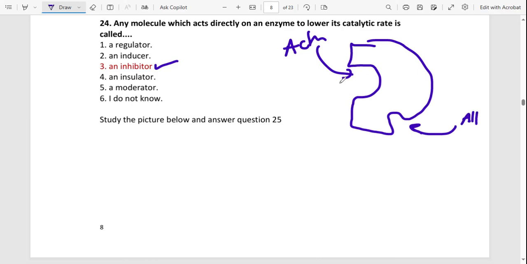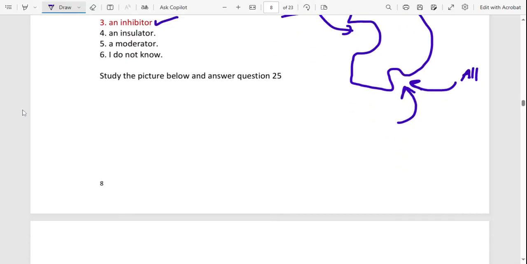An inhibitor that attaches to the active site, we call that competitive, and then the non-competitive attaches on the allosteric site. Imagine forgetting competitive.